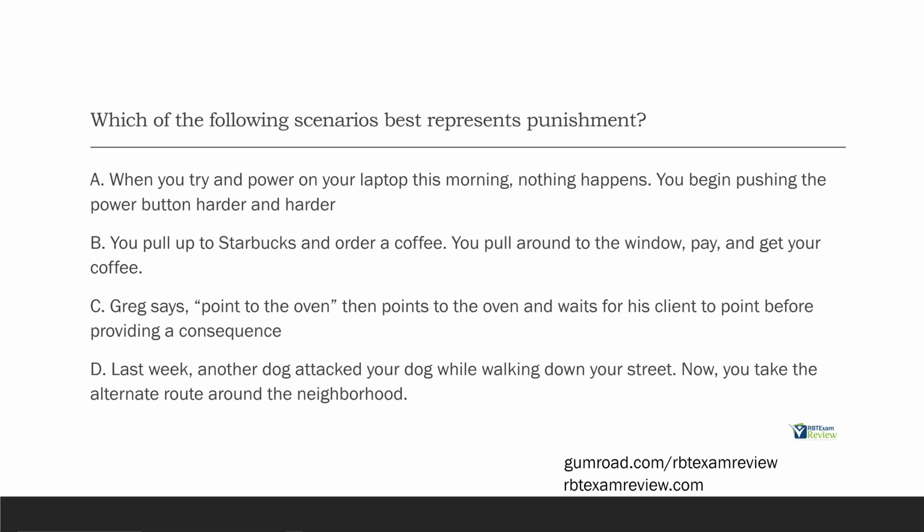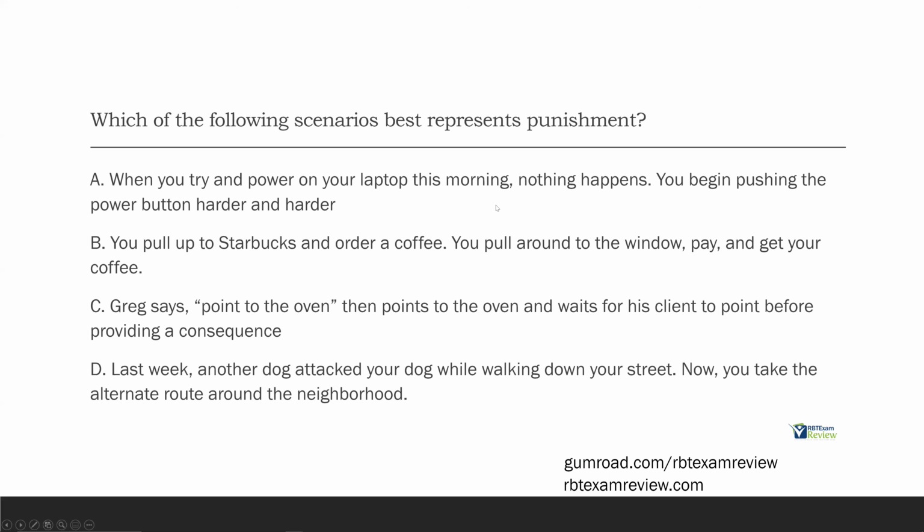Very straightforward reinforcement question, right? This is how we continue going to drive-thrus, okay? This is how it works. You order, pull to the window, pay, get your coffee. Every time you go to a drive-thru, typically, unless something crazy happens, this is what happens. B is a pretty good example of reinforcement.